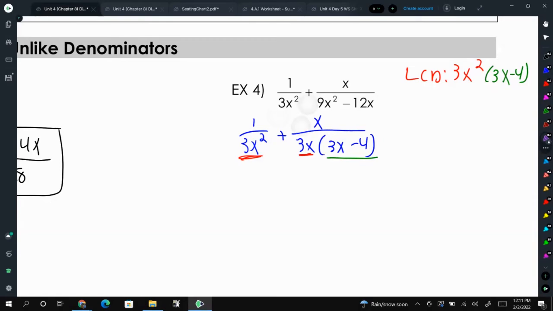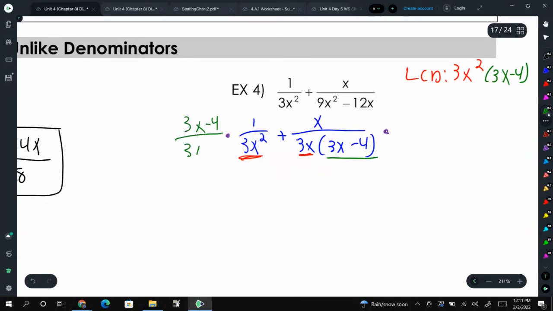So then we're going to multiply each fraction by what's missing. So what do I mean by that? If I look at the fraction on the left, 1 over 3x squared, and I look at my least common denominator, the thing that it is missing is this 3x minus 4. And then the fraction on the right, what that is missing is having that x, this x right here, raised to the second power. So I need to multiply the top and bottom by x.